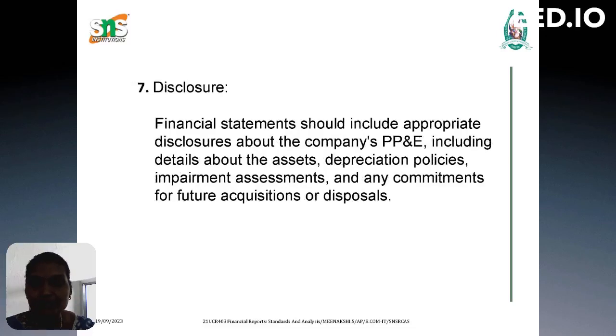Then the next step is disclosure. Financial statements should include appropriate disclosure about the company's PP&E, which includes the minute details about the assets, the depreciation policy, the method adopted to find out the depreciation, the impaired assets, and any commitments for future acquisitions or disposal. So all this information must be in a clear format in the books of account. This is called disclosure. The financial statement should include all important disclosures regarding the company's PP&E. It should not exclude any necessary information regarding the PP&E.